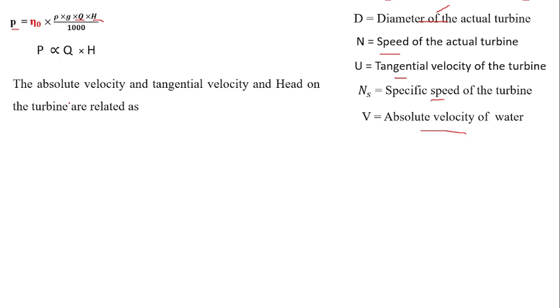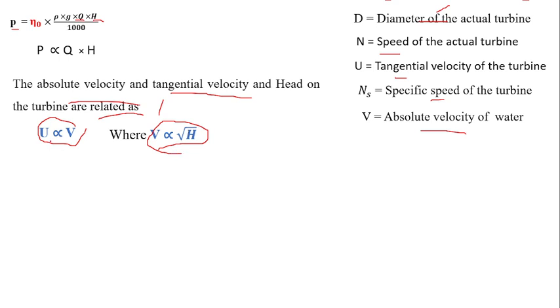The absolute velocity and tangential velocity are related to the head on the turbine as U is directly proportional to V. You can see that U is directly proportional to V, whereas V is directly proportional to root H. So we can say that U is directly proportional to root over H. Whereas tangential velocity is given as U is pi D N by 60.